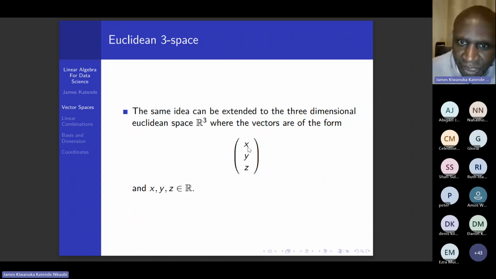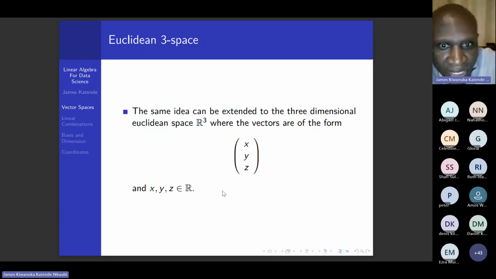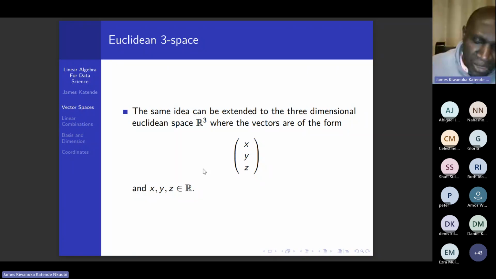This is R3. So we still have vectors in this column notation with 3 entries now instead of 2. So 3 real numbers. That forms the vector space R3. So this will be the second one we consider. Again, the beauty about this is you can still draw in 3 dimensions. You can actually draw in a 3-dimensional space with the X, Y, and Z axis. You can plot the points in space.